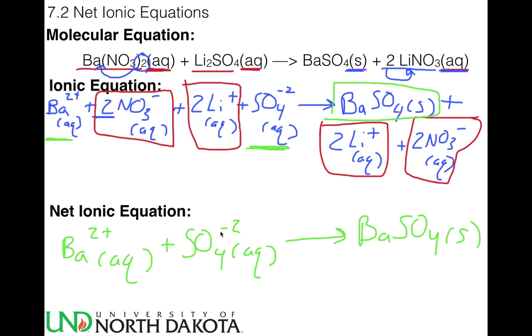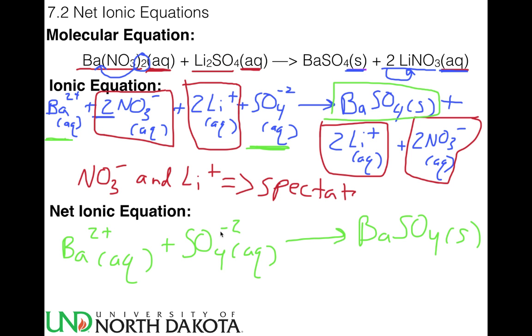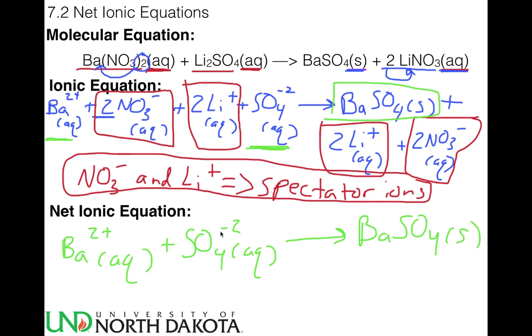Everything that we did not carry down from our ionic equation to our net ionic equation has a special name. So these nitrate ions and the lithium ions, because they did not participate in the reaction, they're called spectator ions. And your spectator ions are said to not participate in the reaction, they just watch it. So they're spectators.